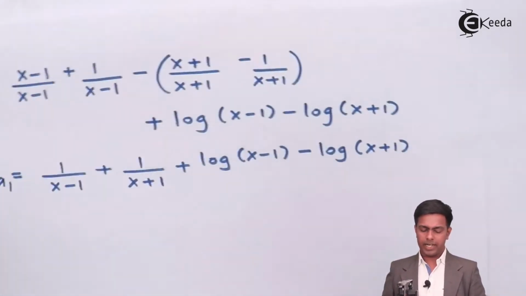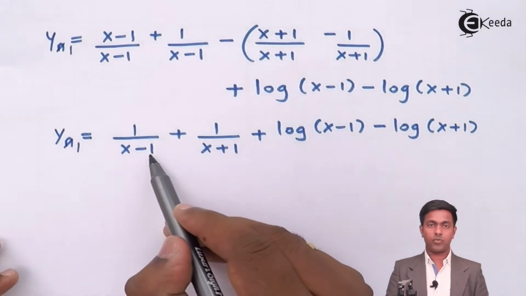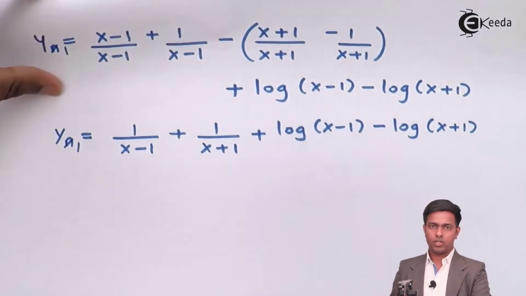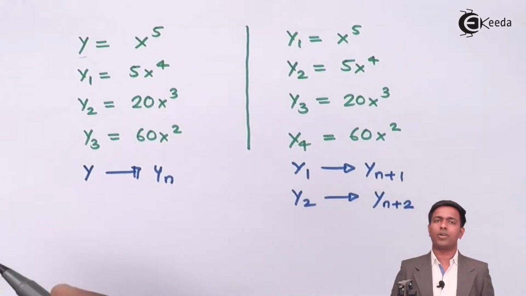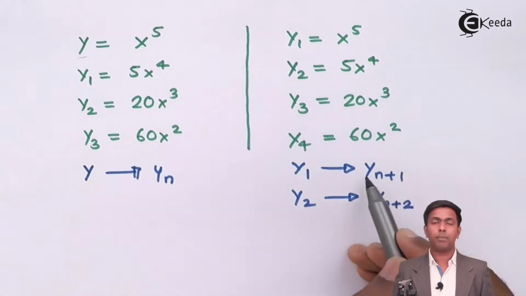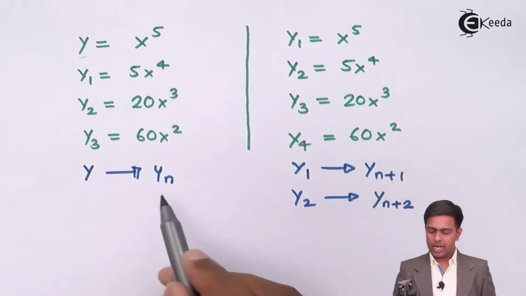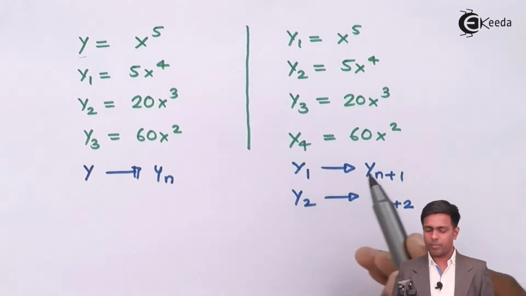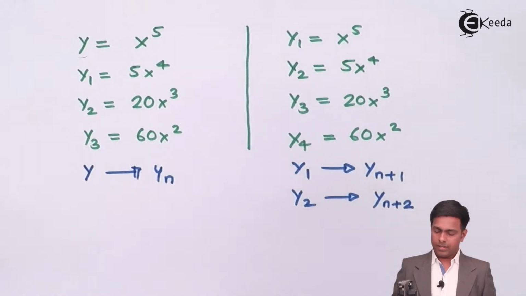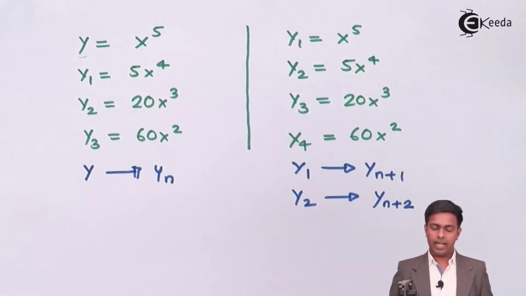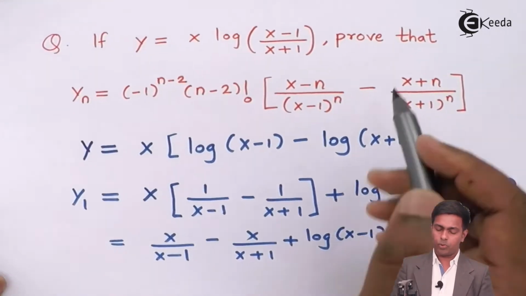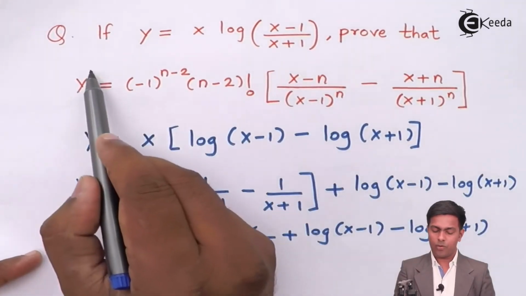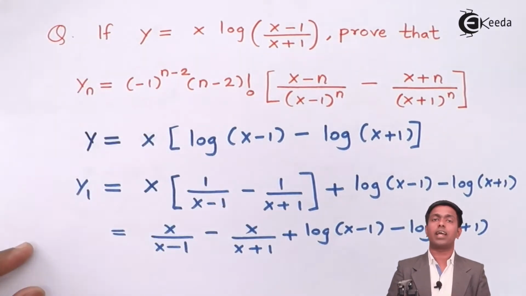So the same thing I want to explain over here. The value of 1 upon x minus 1 is given at the step y1. For y1, if I find the nth derivative, I will get yn plus 1, because the nth derivative also gets shifted by 1. But I want yn in the answer. For that you have to observe the question. In the question, it is given that we have to prove that yn is equal to this. It means I want the answer of yn and not of yn plus 1.